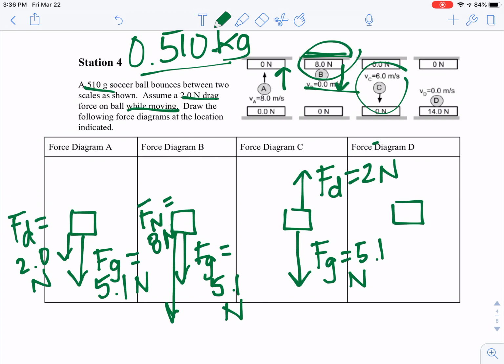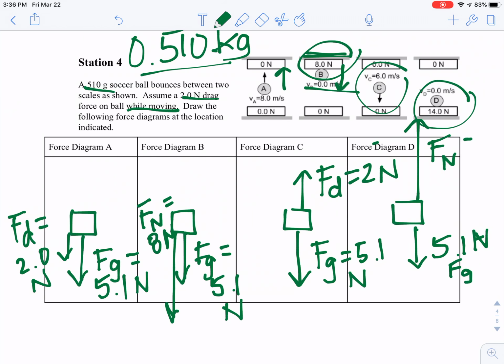The last one, we've got our good friend 5.1 newtons. Oops, that's our FG. And then we've got something going up. So it's on the scale, it's pointing up. We've got a normal force of 14. And when we look at this, we must realize that the ball is going to end up moving upwards because its net force is pointing upwards. So yeah, I know it's at rest, technically, but it's not going to stay at rest, and that's why we can have something moving upwards.